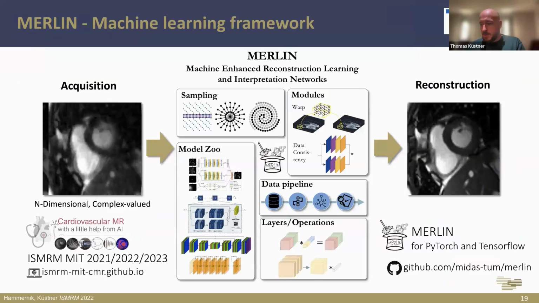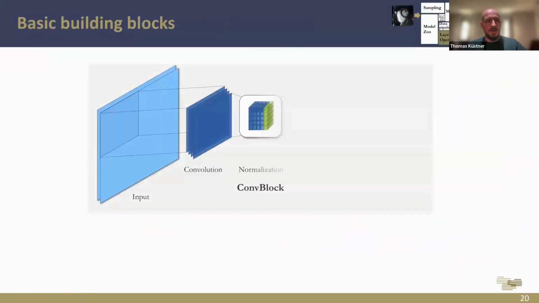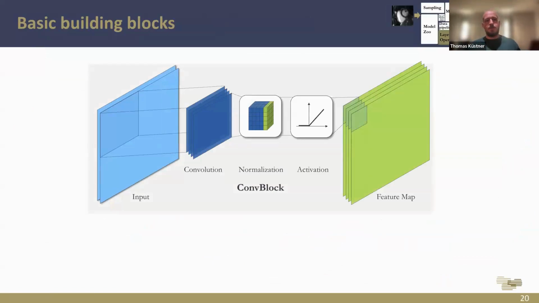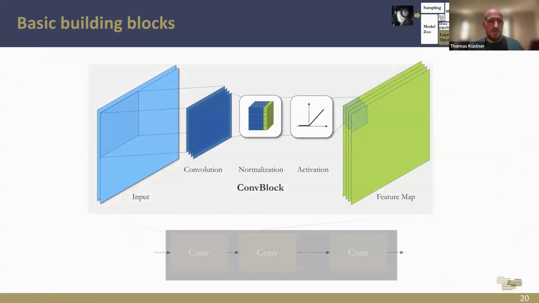Next is the layers and operations, and the very simple thing here is the convolutional block that we have tried to make as the simple combination of a convolution, normalization, and activation. This is one entity, but you can use it as you would like. This is what we have often seen in various models that are currently performing deep learning-based image reconstruction. So you can have a concatenation of these convolutional blocks here. But again, I want to step you through these individual parts now, what we have in the Merlin framework.